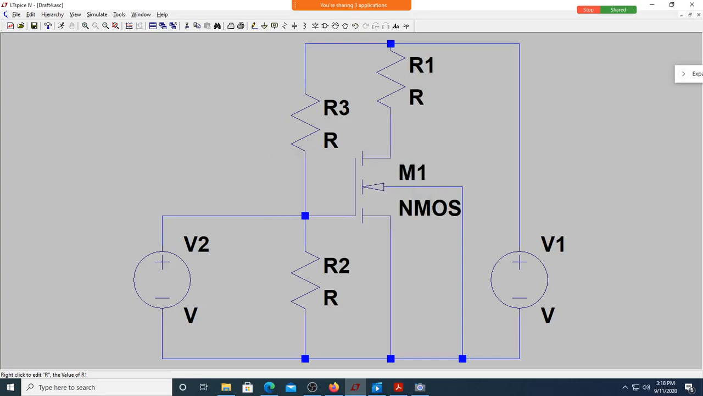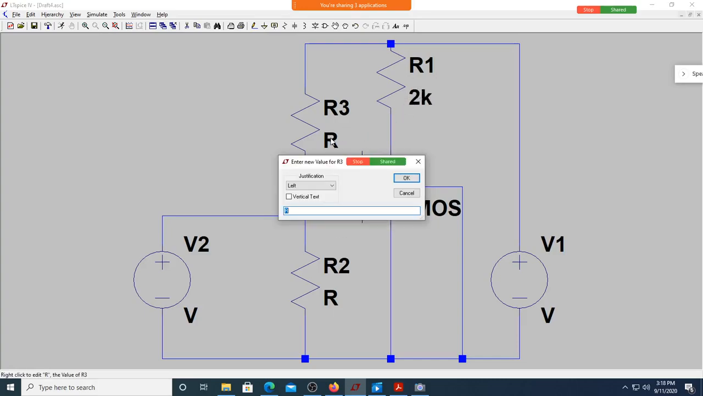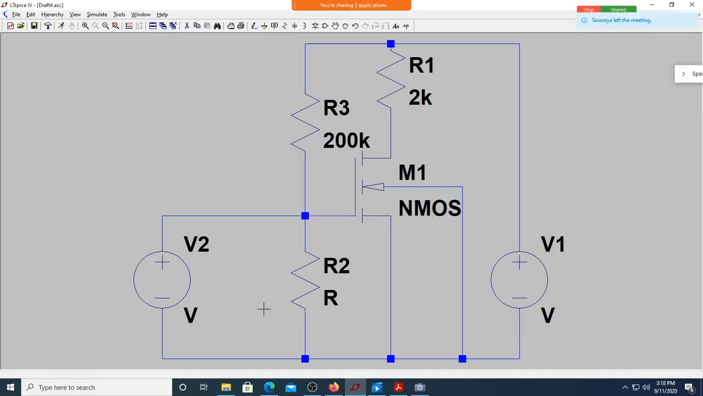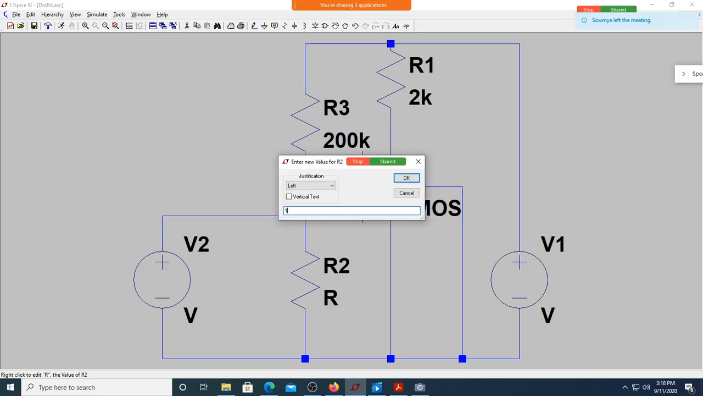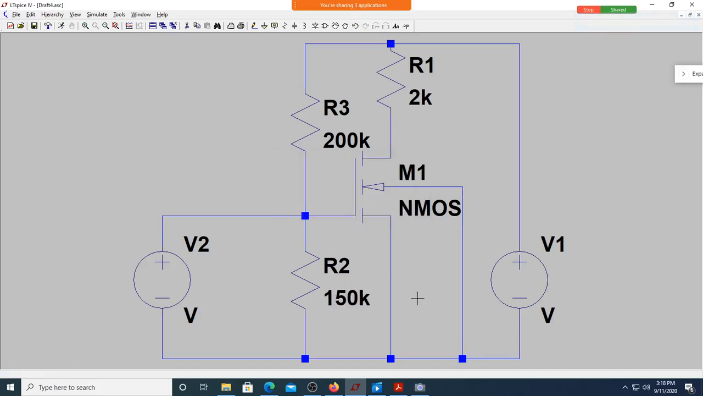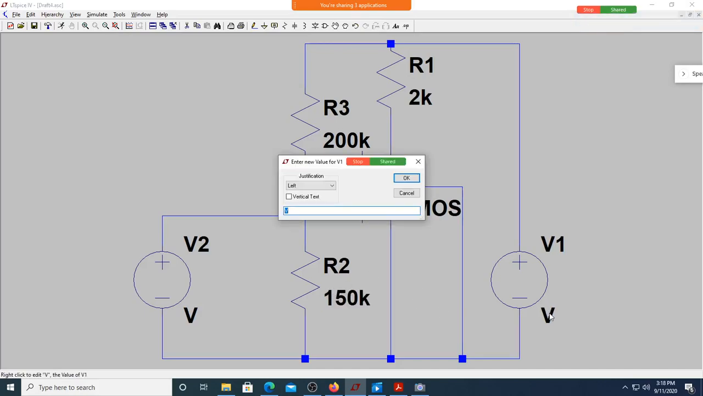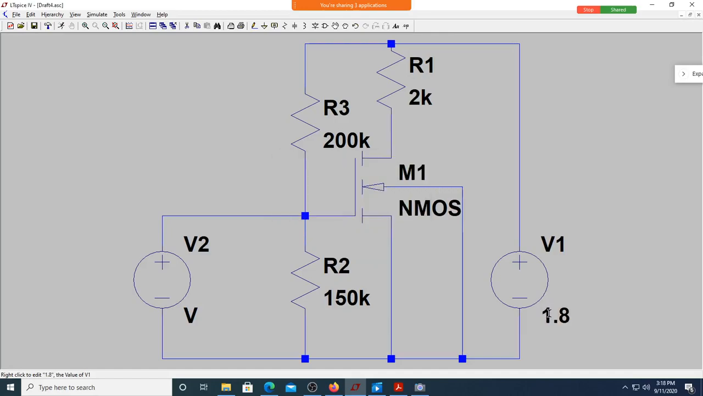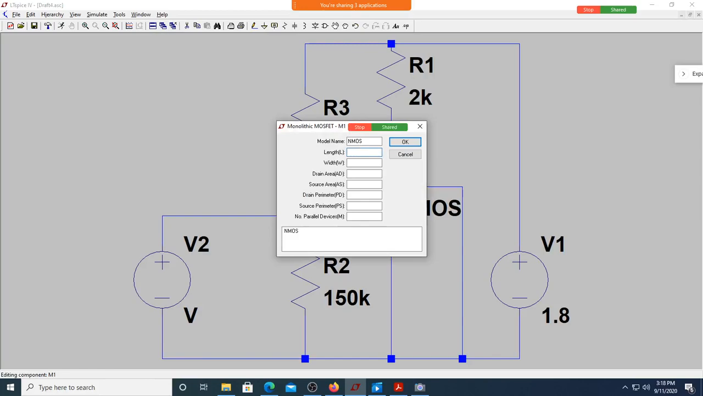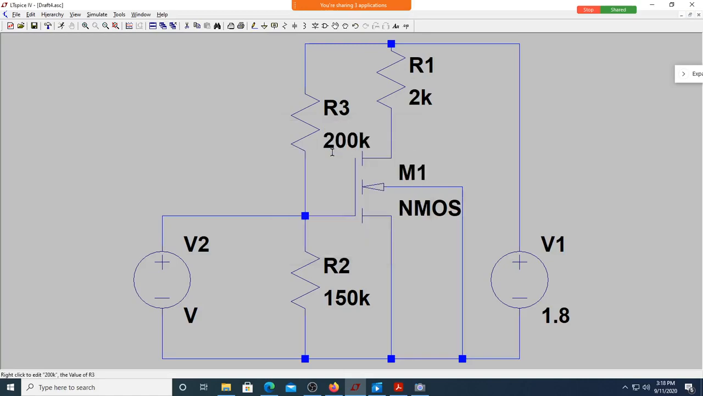Now let me make this maybe 2 kilo ohms. Let us make this maybe 200k. Let us make this 150k. Let us make this 1.8 volt. Let us have the dimension of this as maybe 10 micro, and this as 100 micro. And let us use dot model file.